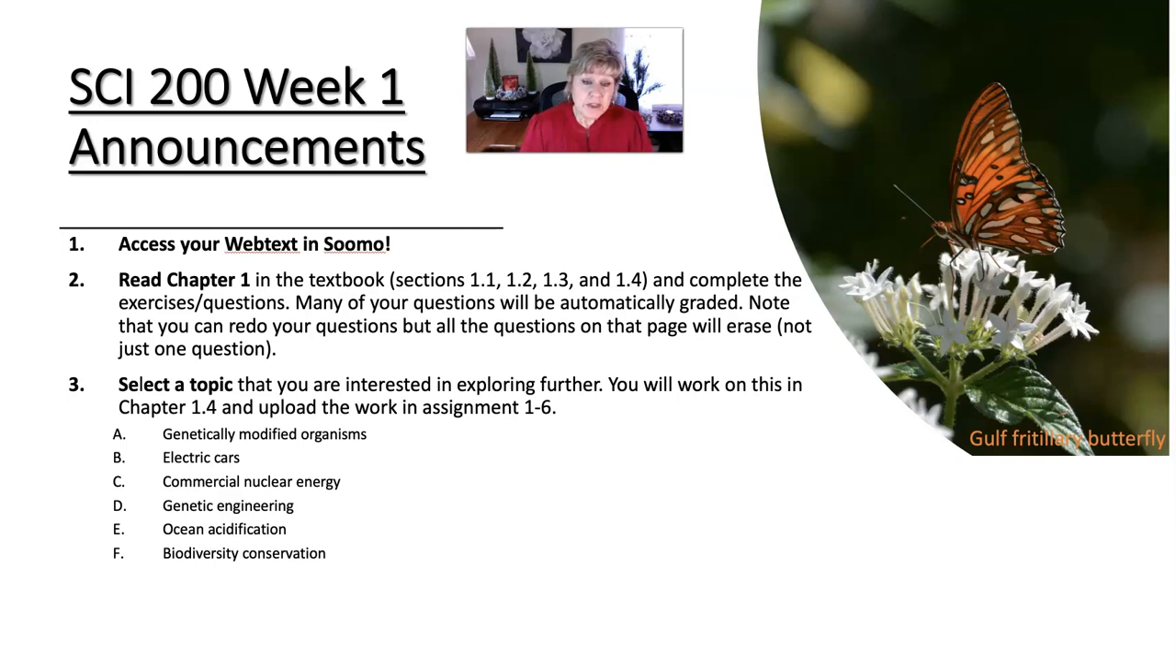Ocean acidification. The ocean is becoming more acidic, so the pH is lowering in the ocean because of all the excessive carbon dioxide that's in the atmosphere. And this is causing problems in the ocean. When you hear about climate change and global warming, hardly anybody thinks there's going to be an effect on the ocean, but there actually is. It's already causing problems. And then finally, biodiversity conservation.